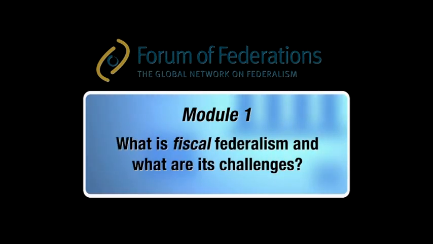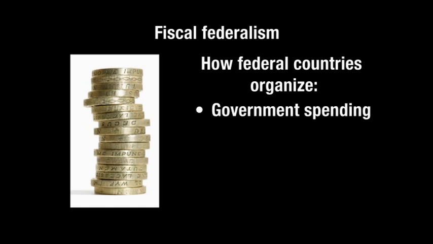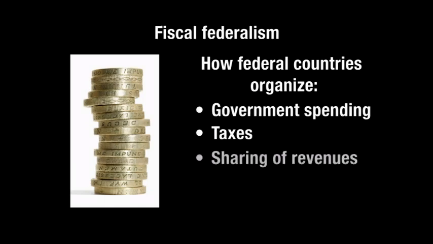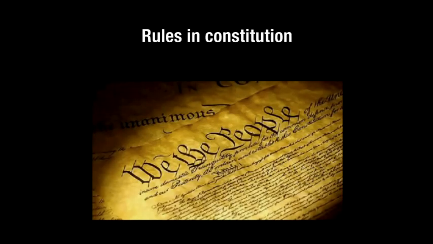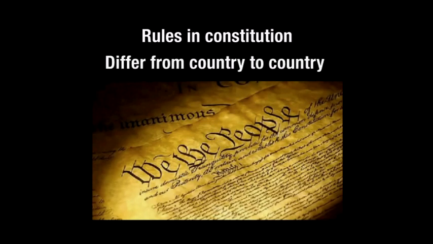What is fiscal federalism and what are its challenges? Fiscal federalism describes how federal countries organize government spending, taxes, revenue sharing, borrowing, and economic management. Fiscal rules such as taxing powers are often set out in the Constitution. Federations set out these rules in different ways. There are differences in the degree of detail and actual allocations to different orders of government.